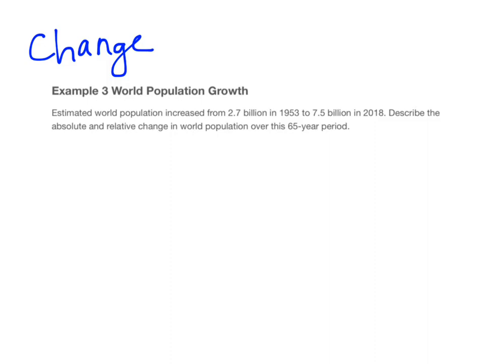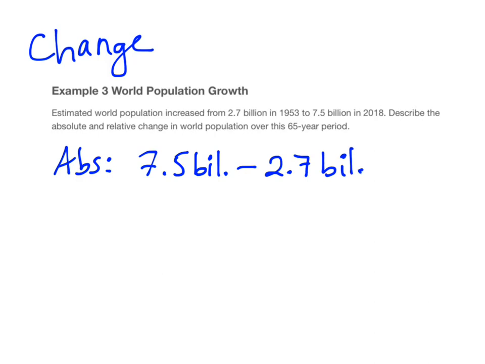All right, so the absolute change is the new minus the old, or the new minus the reference. So it's the change over 65 years. We want to take the 2018 number, which is 7.5 billion, and subtract 2.7 billion. So the absolute change is 4.8 billion. And notice again, the units match whatever's in the problem. So this is people. It's an absolute change in terms of people.